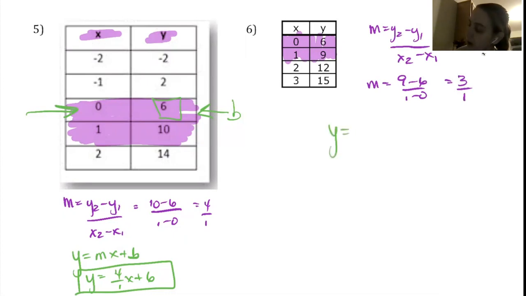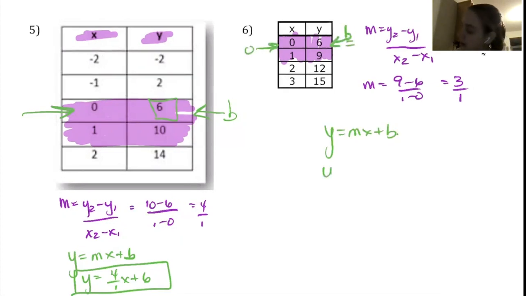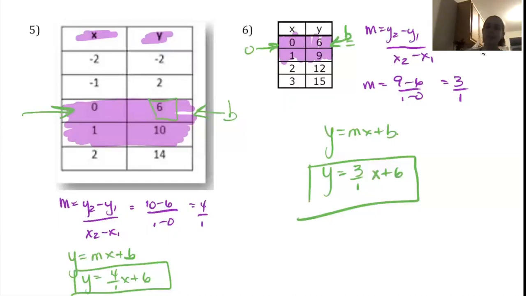If we go to fill in y equals mx plus b, there is my 0. My b matches up with that 0, so b equals 6. So y equals 3 over 1x plus 6. Is b always 6? No, it's just a coincidence in these two. Okay, how we doing?